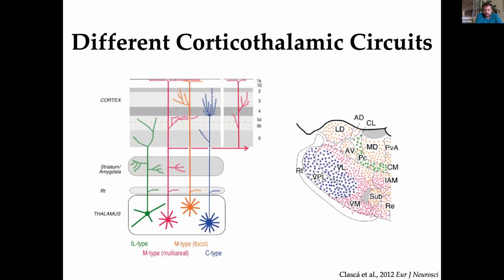This is a really beautiful paper by Federico Klaska and colleagues, where they went and mapped out, I think it was in monkeys, was it, Brandon? Do you remember? I think it was macaques. They map the different projection patterns of the different cell types in the thalamus.